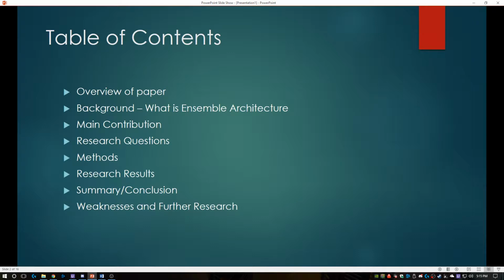A brief rundown of the agenda for today's discussion. I will be giving a brief high-level overview of the research paper, as well as a brief background of what Ensemble architecture is. We will go over the main contributions of the paper and what research questions these authors are attempting to cover. We will review the methods and experimental design for approaching these research questions, as well as review the results from the experiment. In the end, we will discuss the conclusion and take a look at potential experimental weaknesses and further opportunities for research.